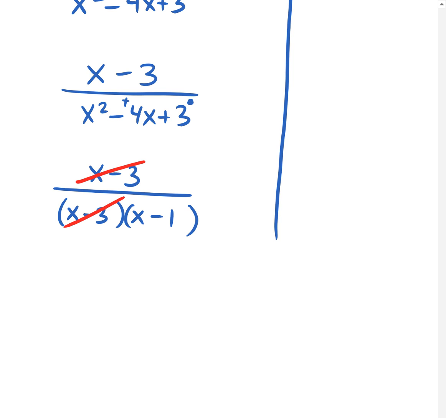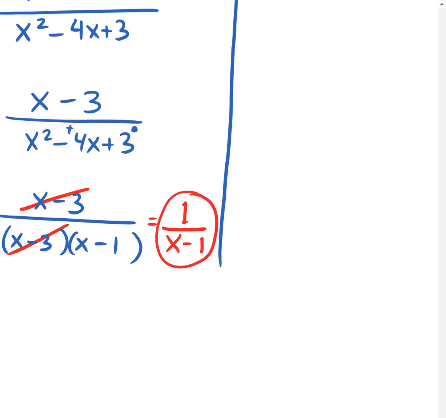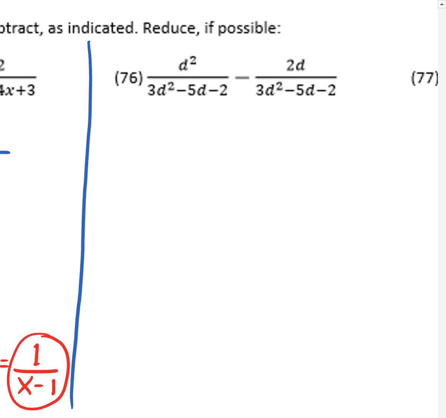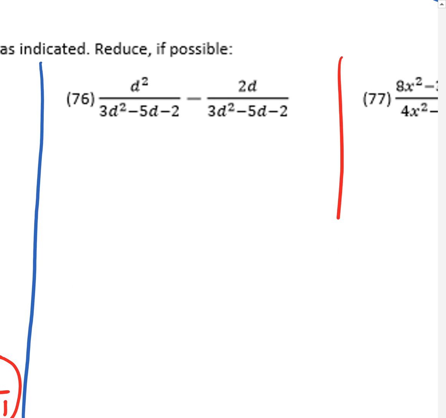X minus 3 and x minus 3 cancel. But be careful, the answer is not just x minus 1. Since it's in the denominator, you have to put 1 over that thing. So if the only factor left is in the denominator, it has to stay in the denominator. Your answer will not just be x minus 1. And we're going to do something similar for the second one here.